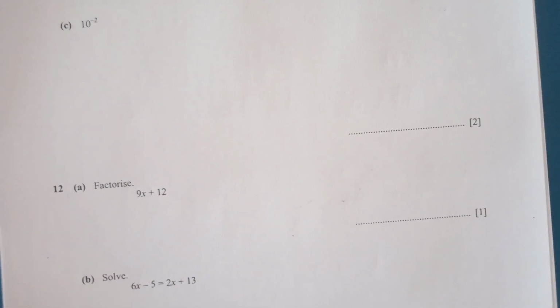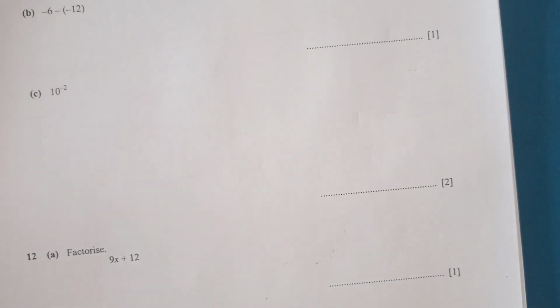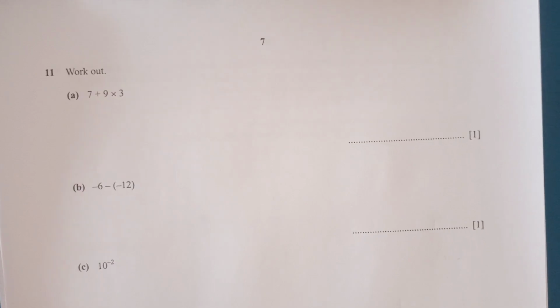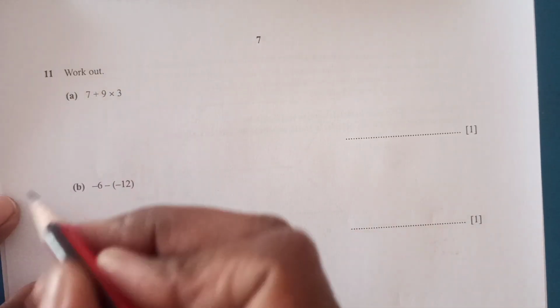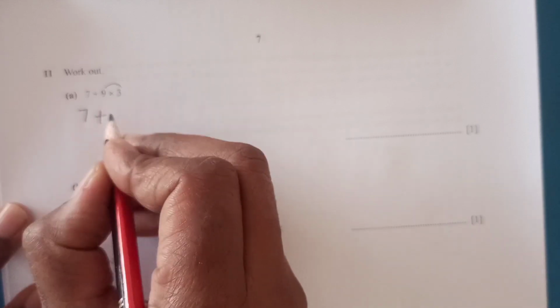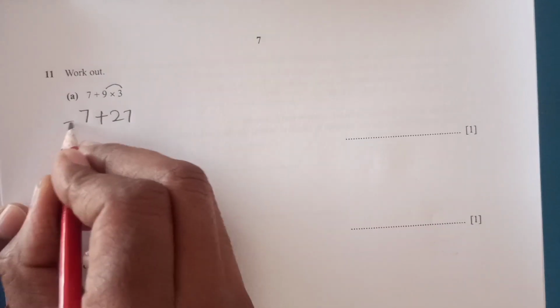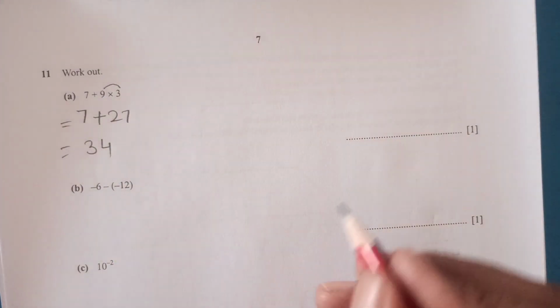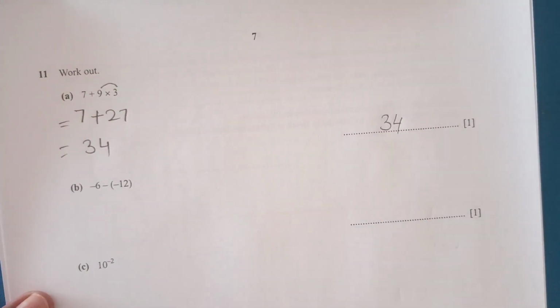So this is how you can explain the reason. Okay, now let's move to next question. We have question number 11 here, that is work out 7 plus 9 times 3. So we are going to use BODMAS. So multiplication first. So 9 times 3 is 27. 27 plus 7 is 34. So we have 34 as a final answer.